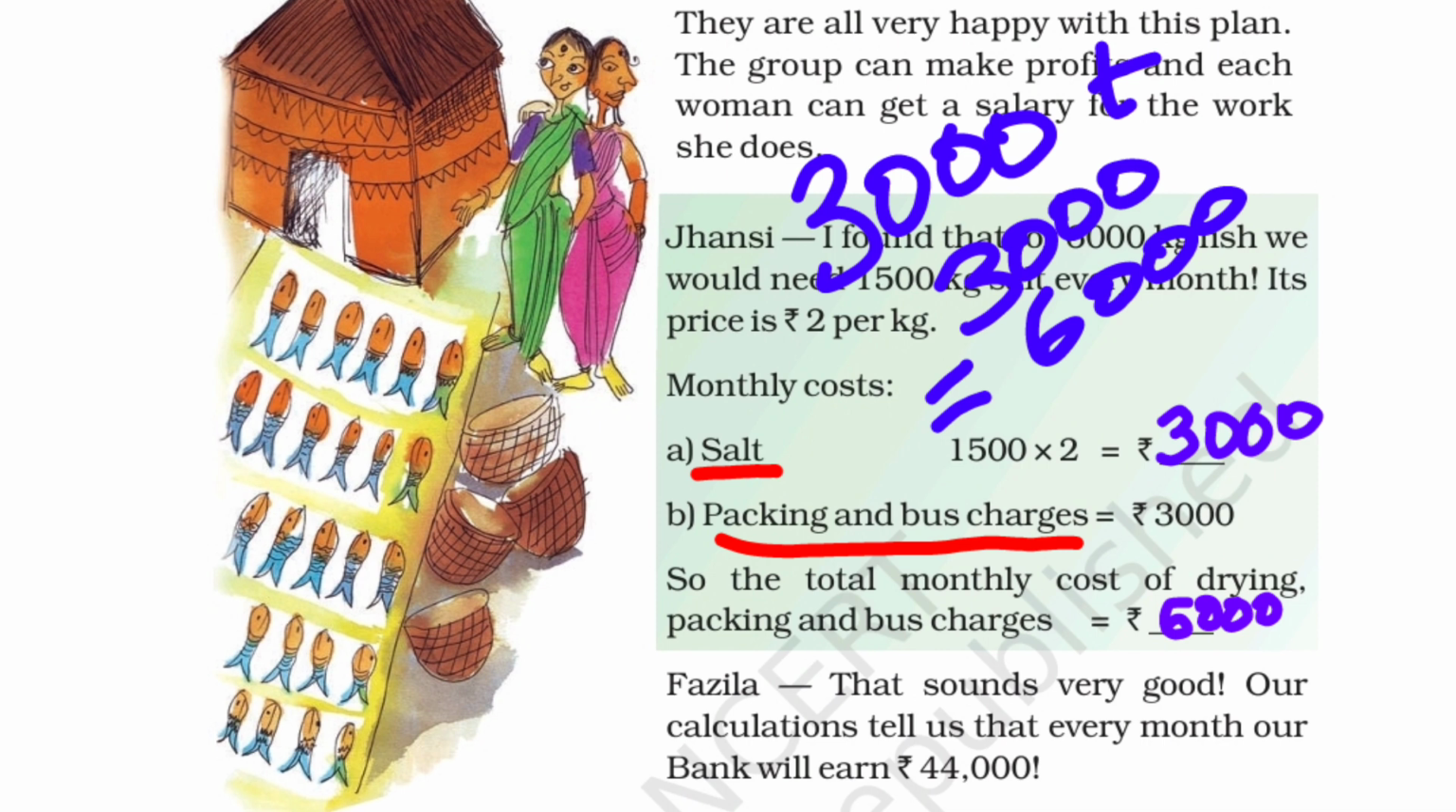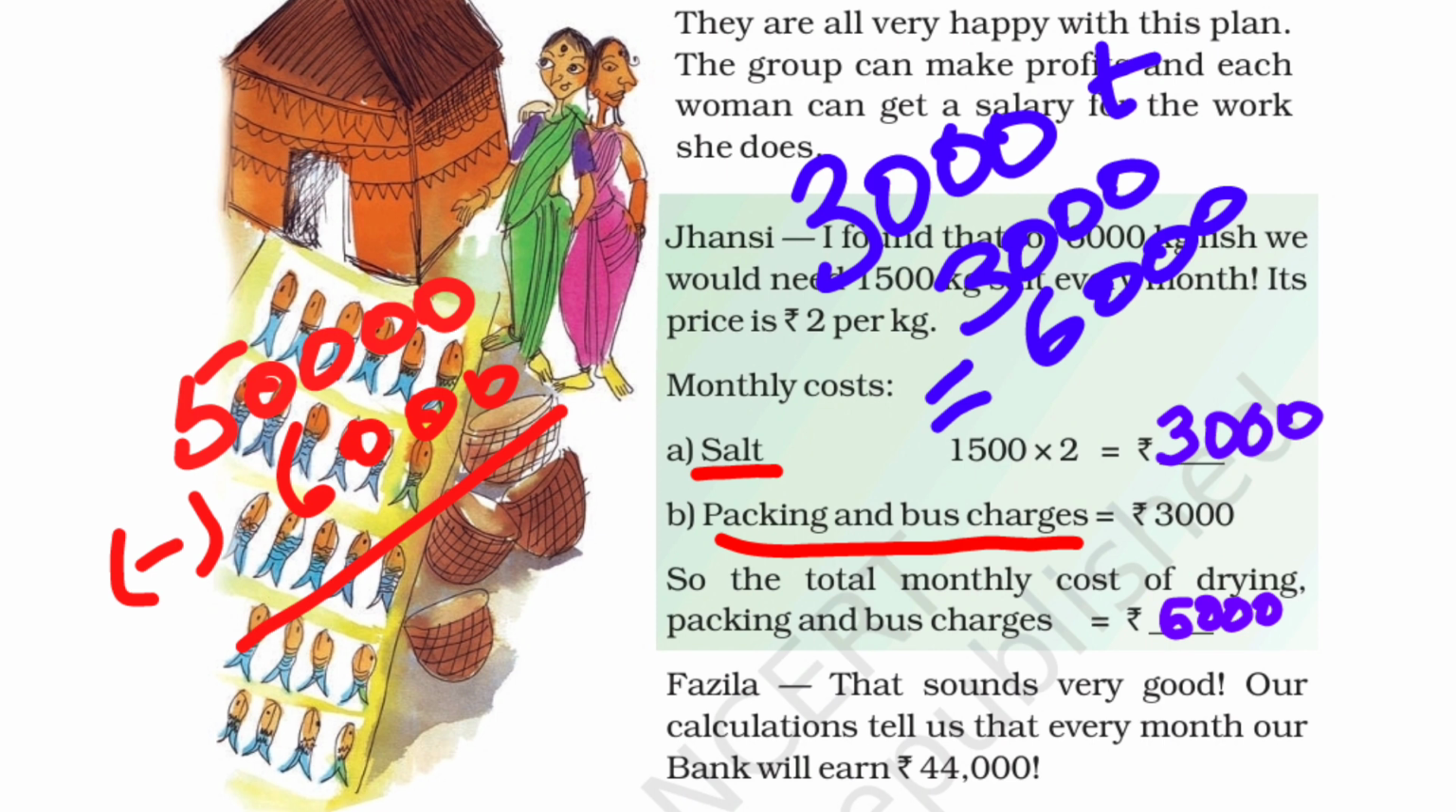So now we already know they are earning 50,000 rupees for 6,000 kgs of fishes. Now they need to spend 6,000 for drying and packaging and the transport charges. So 50,000 minus 6,000 is 44,000. So their profit is 44,000.